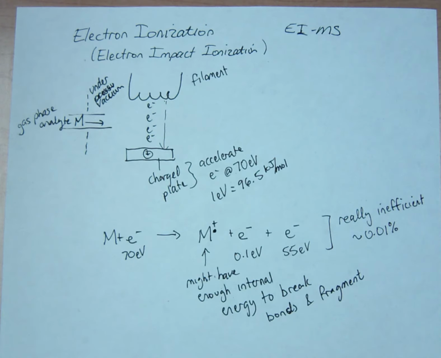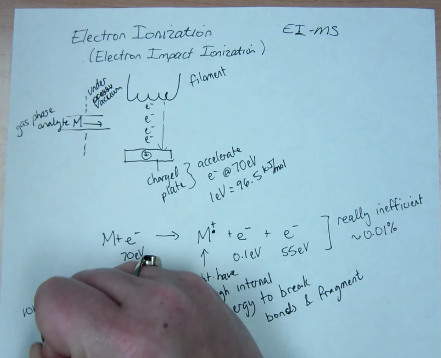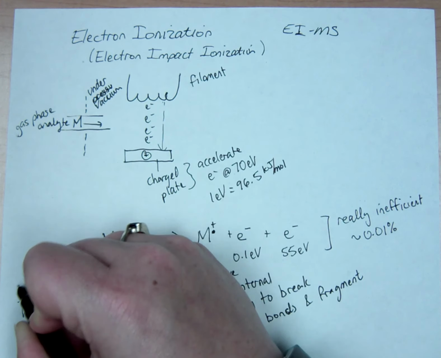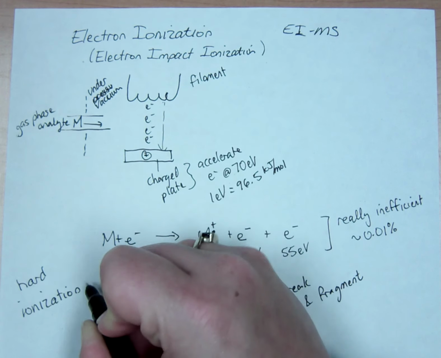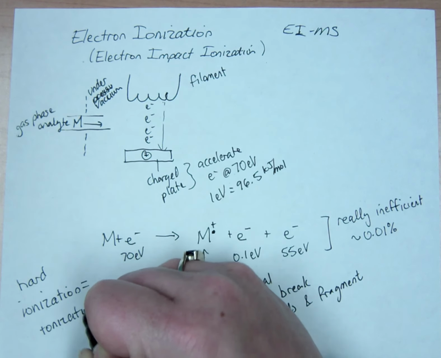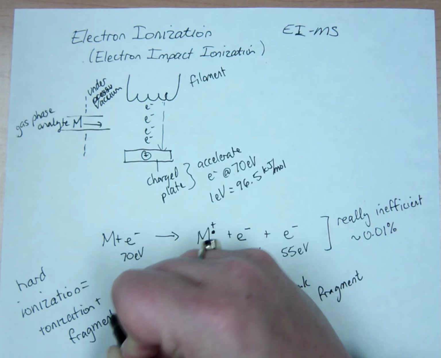Now, when you are ionizing and you also get fragmentation, we call this kind of ionization a hard ionization. So hard ionization equals ionization plus fragmentation occurring. So we get both aspects.